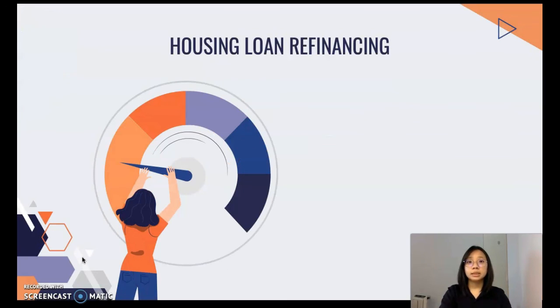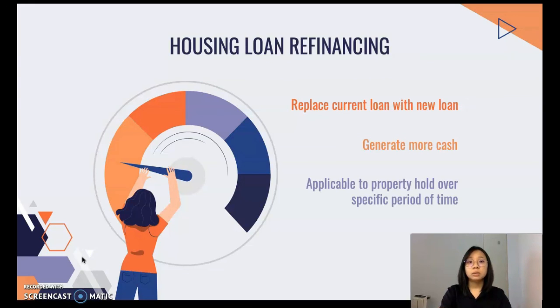Last but not least, housing loan refinancing is another alternative that can be considered by the property owner in property financing. By using refinancing, property owners can replace their current mortgage loan with a new loan that offers better benefits. People usually use loan refinancing to generate more cash for their personal use or for investment purposes. However, investors need to take note that this loan refinancing is only applicable to property held for more than a specific period of time.